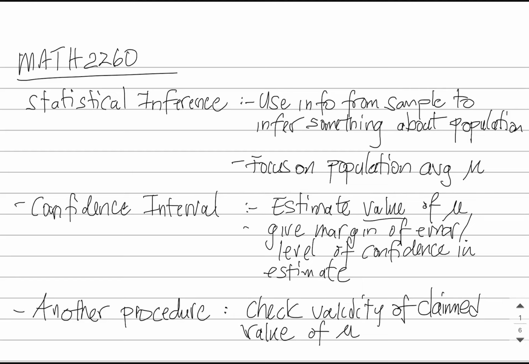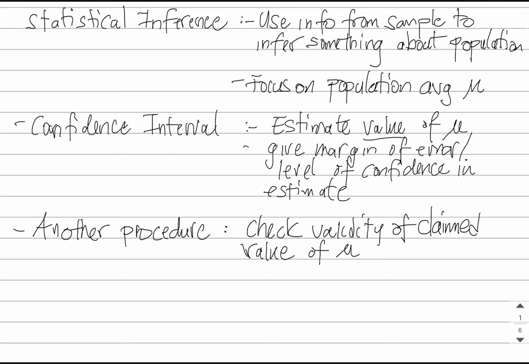Now, what we had talked about before were confidence intervals. So we take a sample, we use info from the sample to form an estimate of the value of mu, and then we take the probability tools to give a margin of error or some sort of estimate of the confidence in our guess. But there's another type of procedure. So in this other statistical inference procedure, what we're doing is checking the validity of a claimed value of mu.